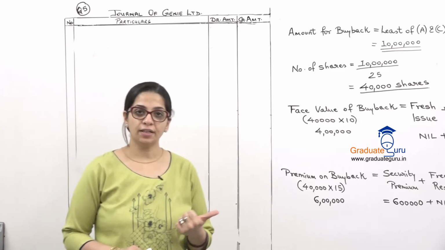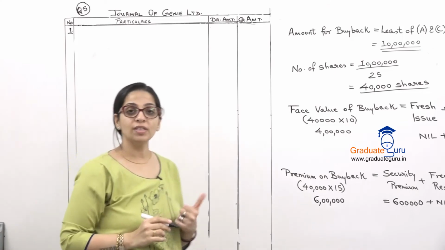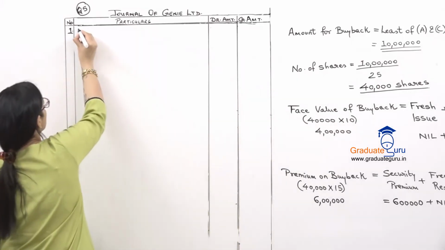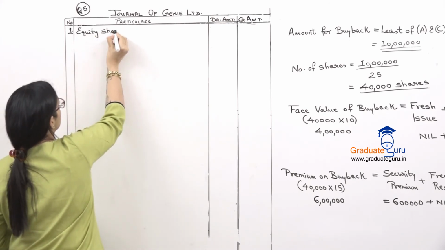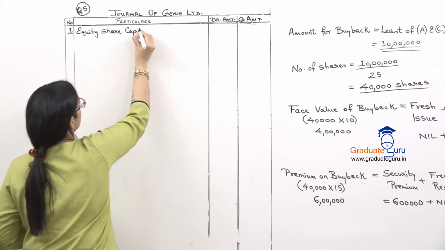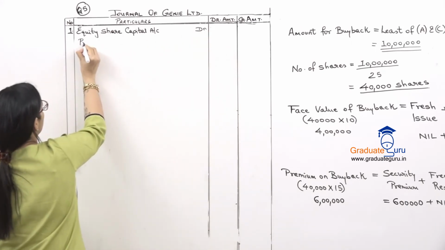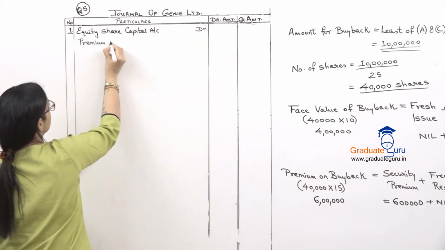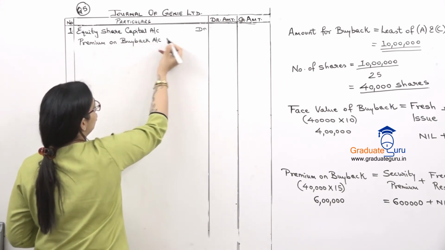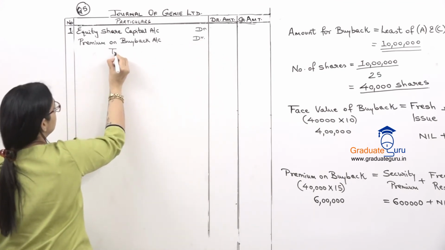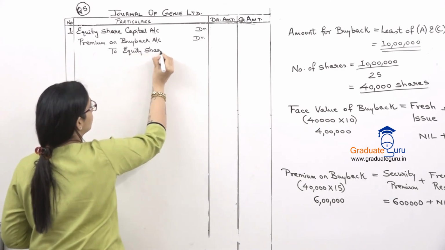Let's go to our journal entries now. Here in this sum, there is no fresh issue. So we start with the buyback entry. Equity share capital account debit. There is also premium, so we will debit premium also, premium on buyback account debit. And who do we have to pay the amount to? Equity shareholders. So to equity shareholders account.